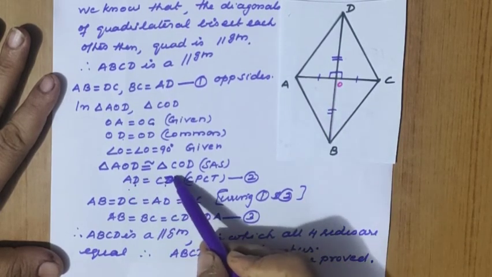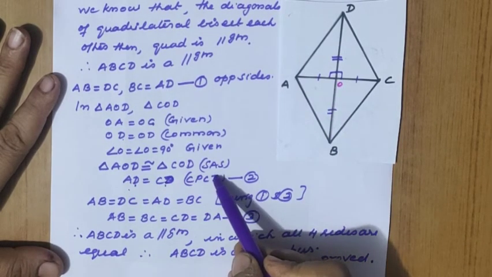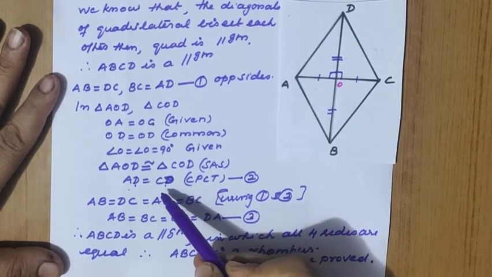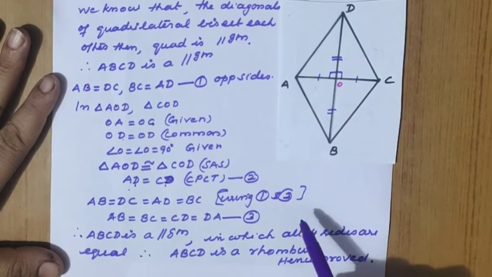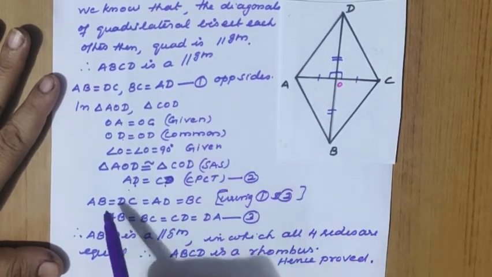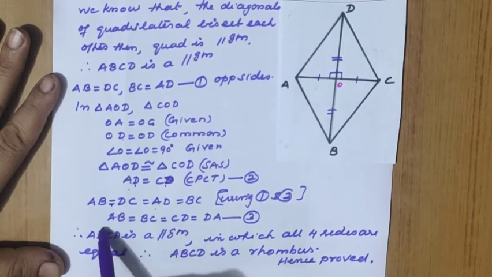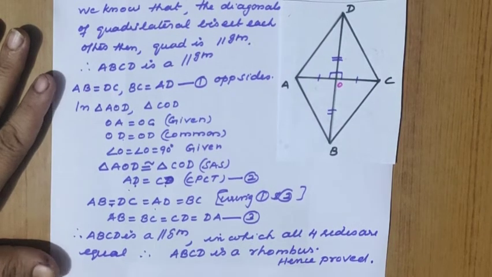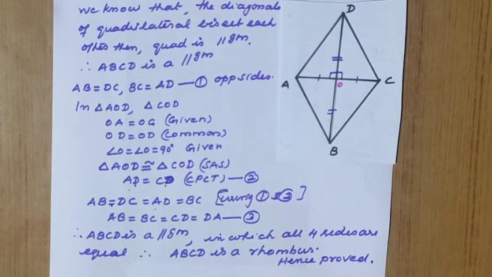So triangle AOD is congruent to triangle COD by SAS, and AD and CD are adjacent sides, and moreover both are equal by CPCT. So we can make the conclusion from 1 and 2 that all the four sides are equal. So what is the conclusion now? ABCD is a parallelogram in which all the four sides are equal. Therefore ABCD is a rhombus, hence proved.